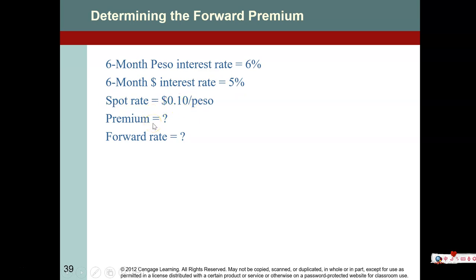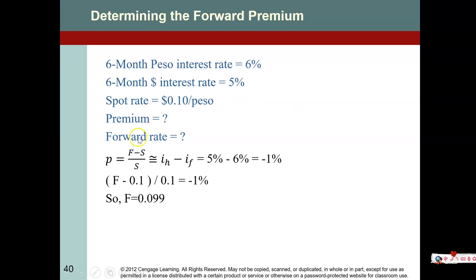So according to our equation, the forward rate premium equals F minus S over S, which equals IH minus IF. So it's the home interest rate, 5%, minus the foreign interest rate, 6%. So it becomes negative 1% as our forward premium, which is equivalent to the forward rate minus the spot rate, 0.1, over the spot rate, 0.1. So from this, we know the forward rate is 0.099.